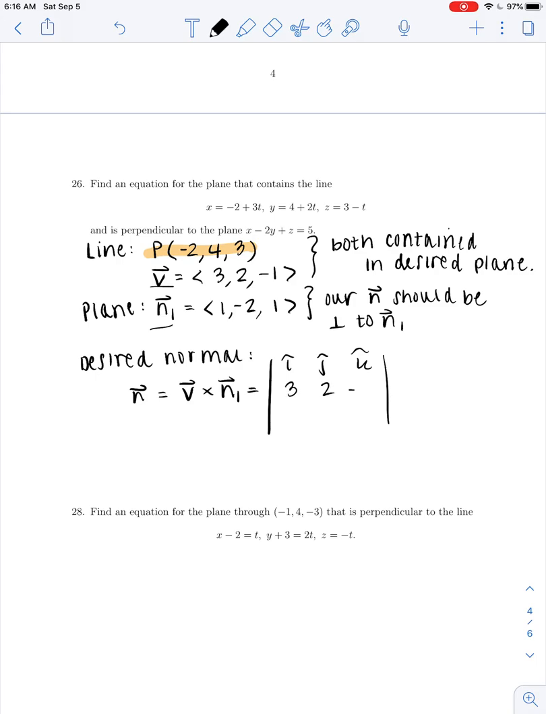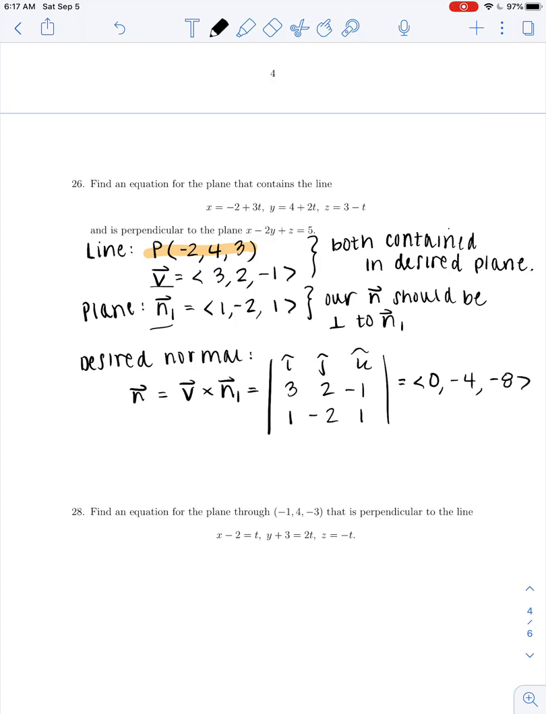All right, so we have 3, 2, -1, 1, -2, 1. And let's compute it out. So in the i component, I get 2 minus 2, which is 0. We always get negative for the j. So when I look at the j component, I have 3 minus a -1, which is 4. And then the k hat component, I have -6 minus 2 is -8.